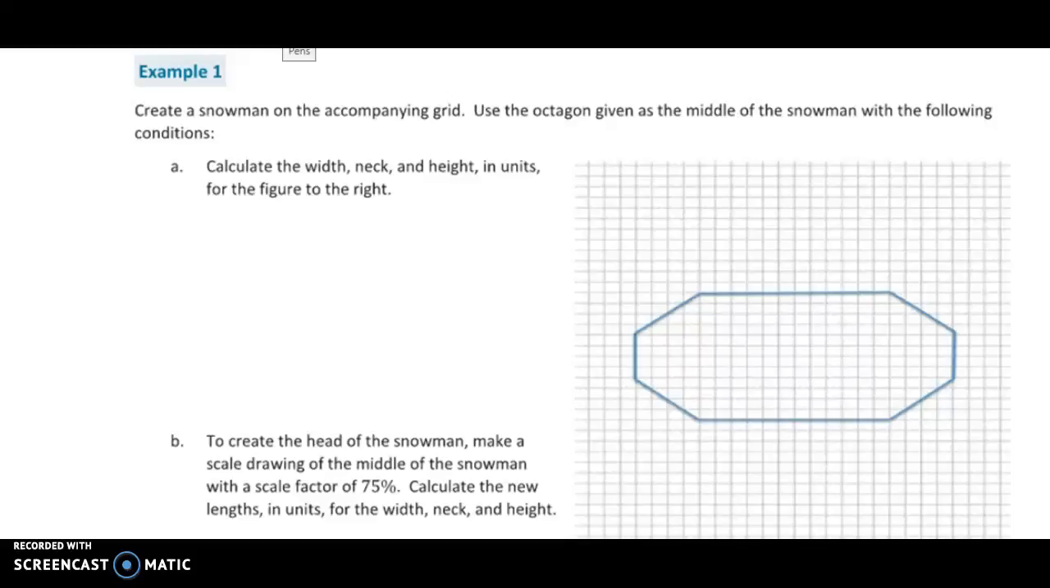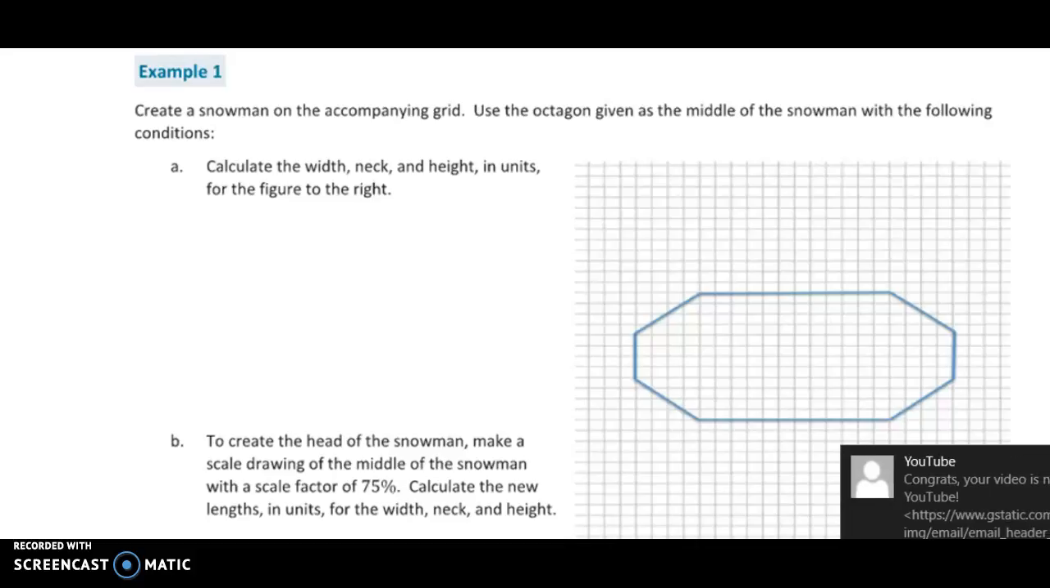So example one, create a snowman in the accompanying grid. First thing I'll tell you guys is we're not actually going to make the snowman. What's important is getting the numbers down, getting the math down. If you've got time at the end to sketch out the snowman, that's great. But what we're really looking for is, can you make a snowman? Can you use the information they give you to figure out the new measurements?